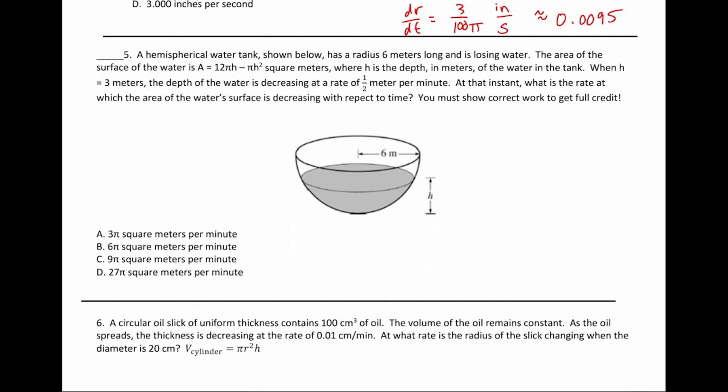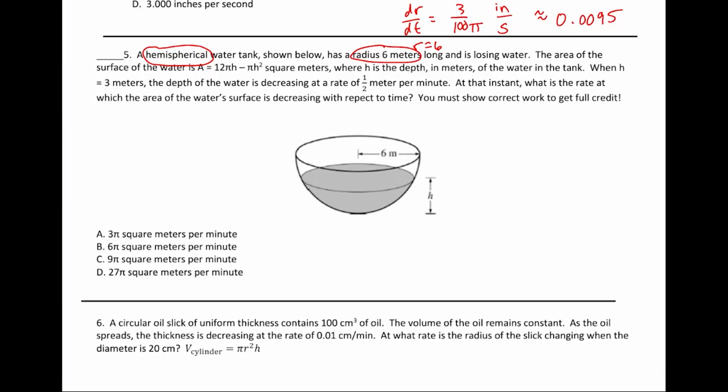Number 5, a hemispherical water tank. So first of all, hemispherical, this is like half of a sphere. Okay, so it's like the bottom half of a sphere. It has a radius of 6 meters and is losing water. So we've got the radius right here is 6. It's losing water, so we're expecting a negative rate of change for that volume.